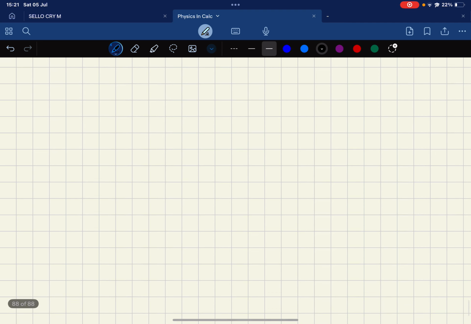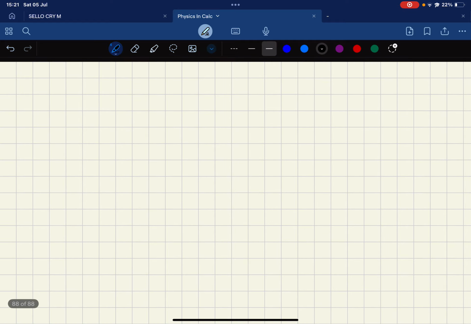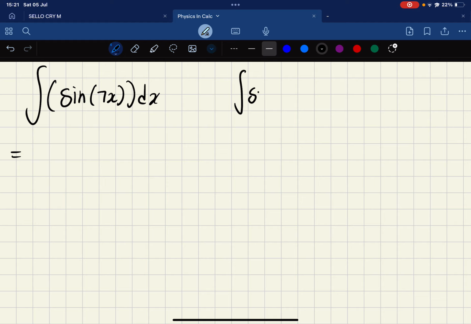So now let's do quick examples. Let's say you have a function like this. They ask you to integrate sine 7x dx. You know the formula says the integral of sine u du is equal to negative cos u over u prime plus c.